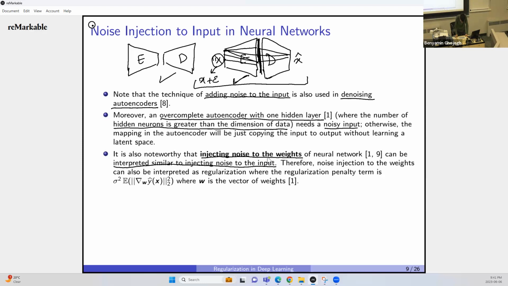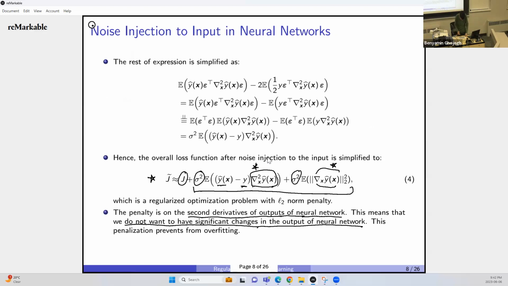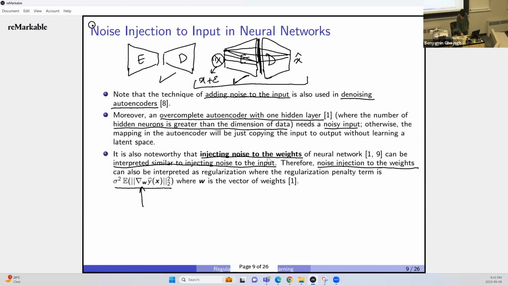Therefore, noise injection to the weights can also be interpreted as a regularization where the regularization penalty term is this. Now, note that this regularization term is the derivative of the output of the neural network with respect to W this time. Note that these two were with respect to X. Why? Because I was injecting noise to the input. If I inject noise to the weights, the regularization term will be with respect to W. Okay.